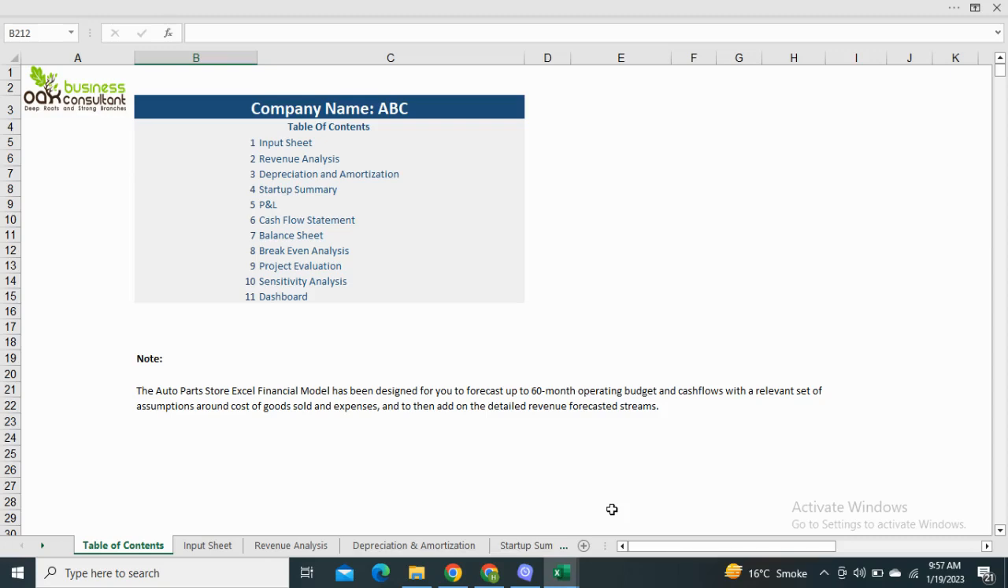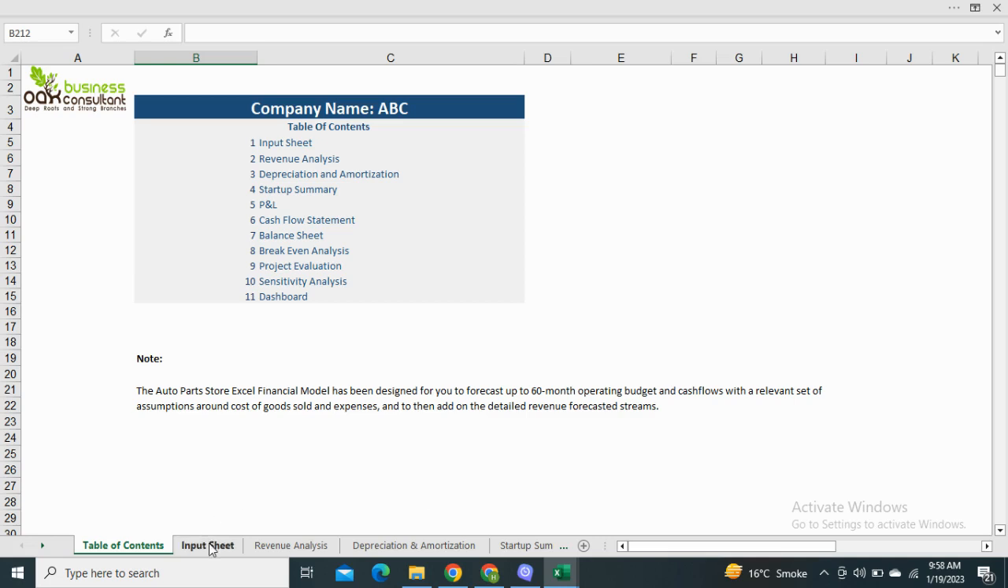The Org Business Consultants are back with another financial model, which is Auto Parts Store Excel financial model. This model will help the auto parts store owners to evaluate, forecast, and visualize their financial performance. Starting with the table of content, it includes the input sheet, revenue assumptions, and the financial statements to forecast the future cash flows as well.